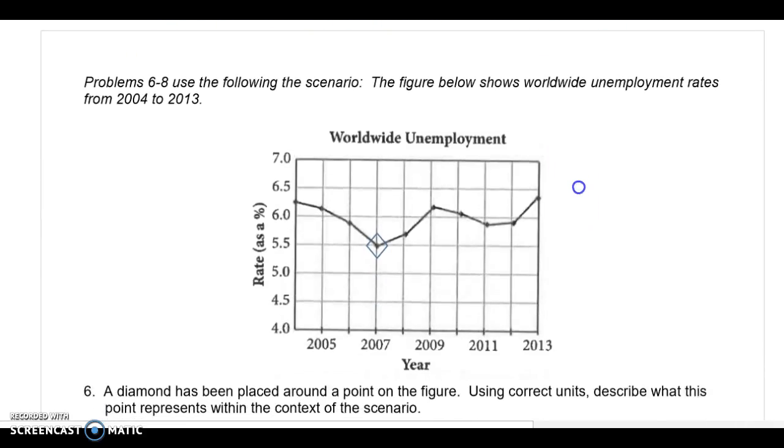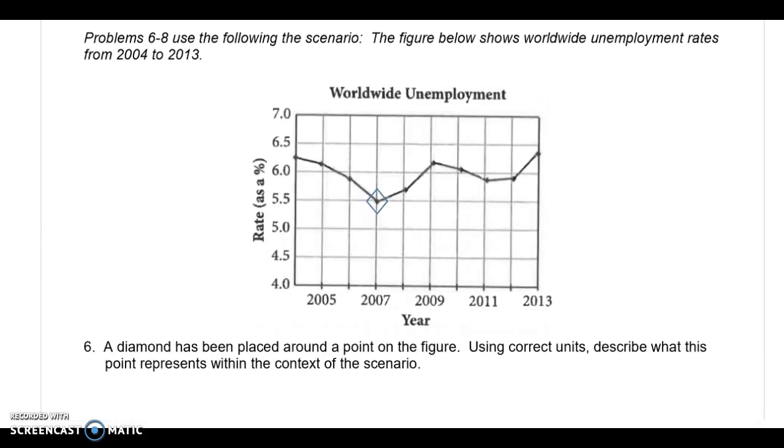All right, we'll do one more graph here. It says, for problem 6.3, use the following scenario. The figure below shows worldwide unemployment rates from 2004, so that's this value right here, to 2013. You notice on our scale here that we don't mark every single point, but we do have an interval here, 2005 to 2007. We can infer then that this is 2006, 2008, 2010, and so on. And then in the vertical, we have our unemployment rate for the world.